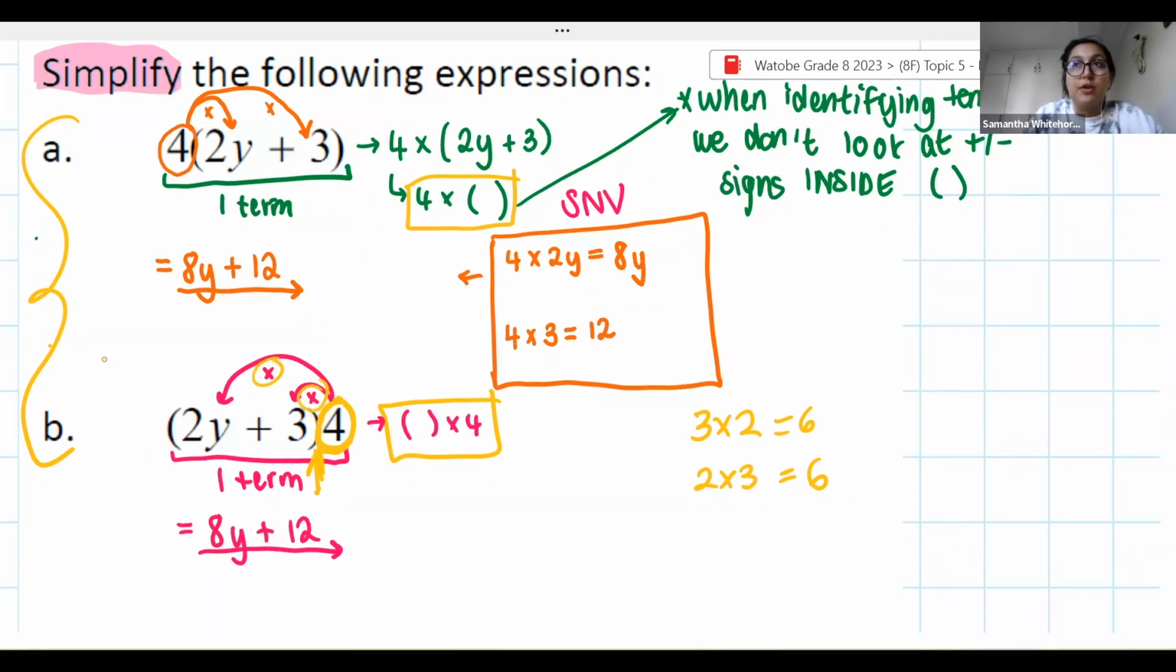And so the method or the steps still remain exactly the same.